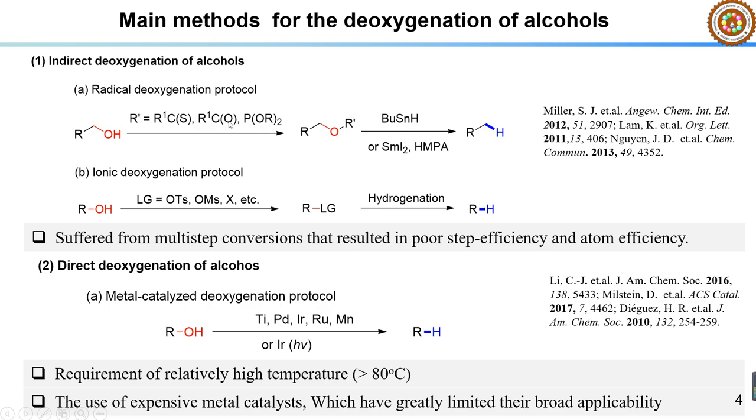At the beginning, the deoxygenation of alcohols was mainly done by converting the alcohol into an intermediate, then getting the desired product, which is called indirect deoxygenation. The indirect deoxygenation method can be divided into radical process and ionic process. This method suffered from multi-step conversions that resulted in poor step efficiency and atom efficiency. Therefore, in recent years, many metal-catalyzed direct deoxygenation reactions of alcohols have been developed, but this method requires high temperature. Also, the later developed metal photocatalytic method reduced the reaction temperature. It still cannot avoid the use of expensive metal catalysts, which has greatly limited their application.